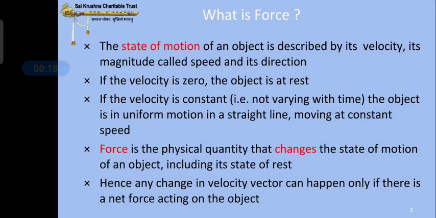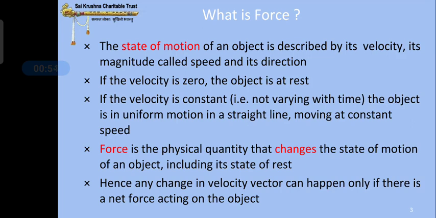The state of motion of an object is described by its velocity, its magnitude called speed, and its direction. So what do you mean by state of motion, children? It means whether an object is at rest or under motion is described by its state of motion. If there is a change in state of motion, either the object from rest starts to move or an object which is moving comes to rest. Is it clear, children?